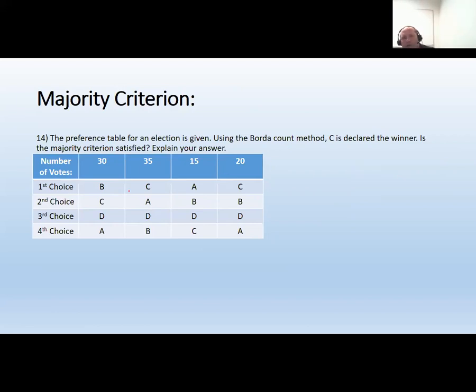So the question is, we've got to determine who's going to win by the majority and to compare it with who won the Borda count method. Let me test your understanding here. What number of votes represents a majority on this problem? Anybody?